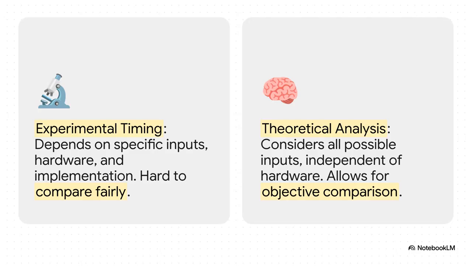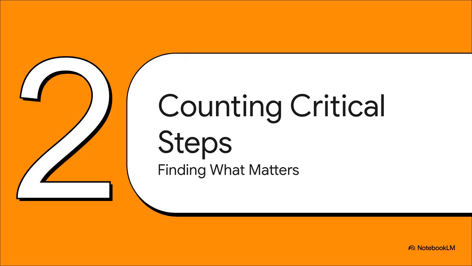That whole timing thing, it's what we call experimental analysis, and it's just messy. It's tied to one specific machine at one specific moment. What we really want is theoretical analysis. This lets us look at the algorithm itself, in a vacuum. It's completely independent of the hardware, of the software, and that's what gives us a truly objective way to compare apples to apples.